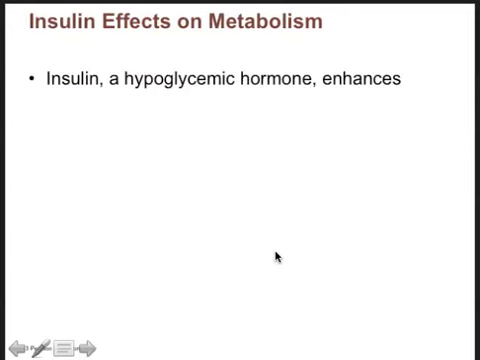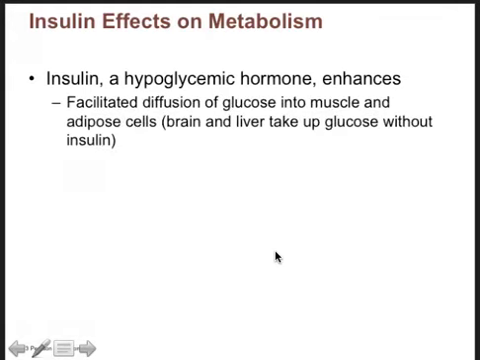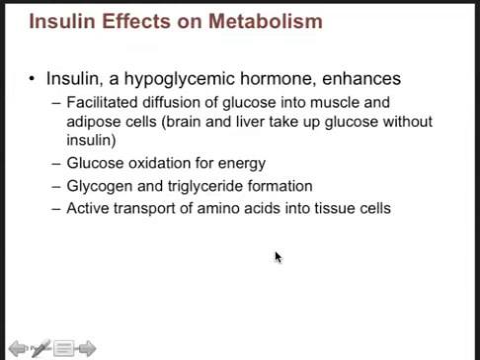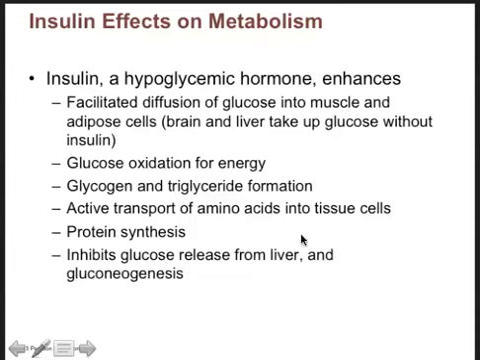Insulin is a hypoglycemic hormone, and it enhances facilitated diffusion of glucose into muscle and fat. Brain and liver take up glucose without the need for the insulin signal. Glucose oxidation is required for the production of ATP. It's also required for glycogen and triglyceride formation, the active transport of amino acids into tissue cells, and protein synthesis, and it's also necessary as a signal. It inhibits glucose release from the liver, and it also spurs gluconeogenesis.